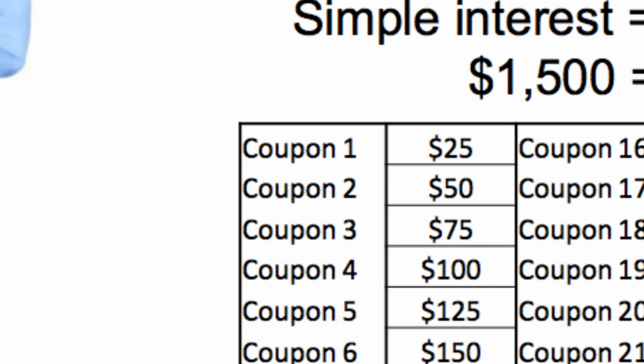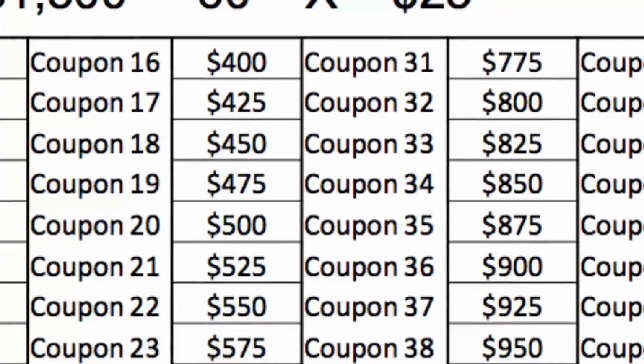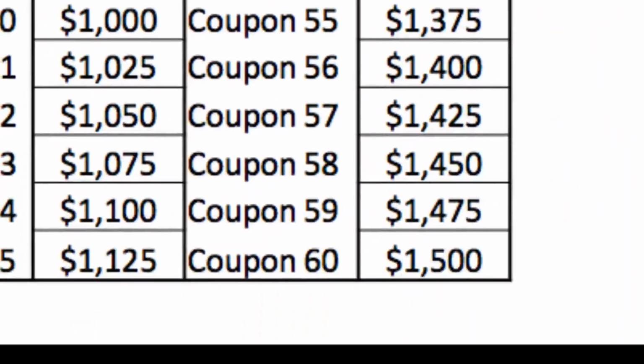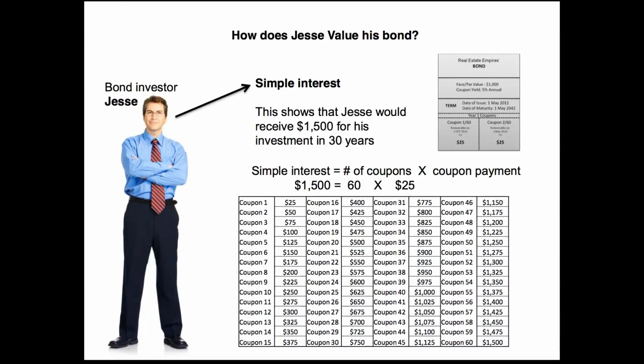And as you continue to scroll down through the chart, you can see as we arrive at coupon 60 that Jesse has $1,500 from all the coupons. And the way that was figured out was pretty simple, and I guess that's probably why they call it simple interest. You just take the number of coupons, which for this 30-year bond, he would receive 60 coupons, and you multiply that by the coupon payment, which is $25, and you can see it adds up to $1,500.